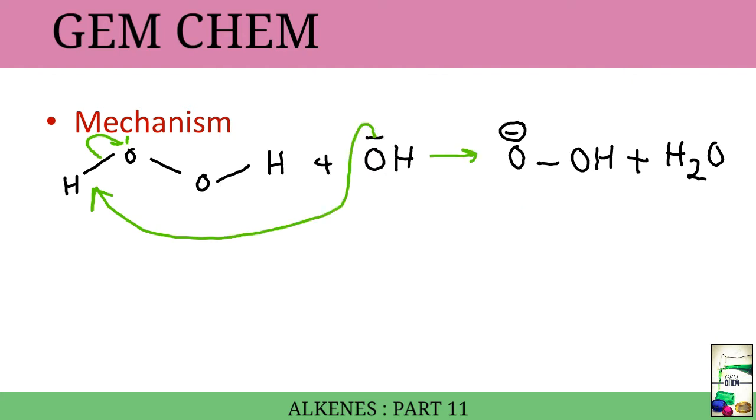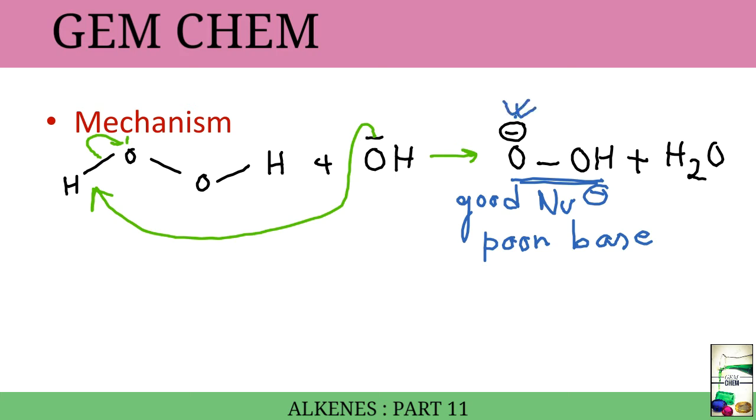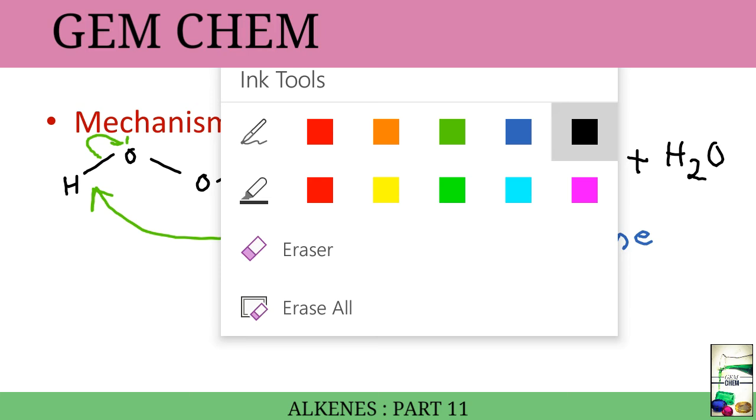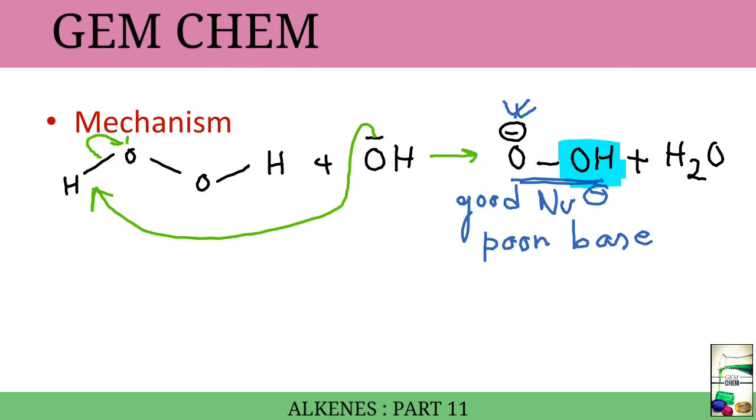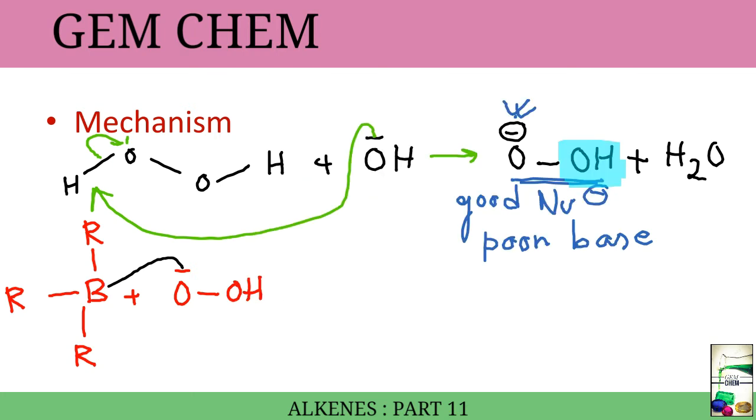Now this is a good nucleophile, but a poor base. Why is it a poor base? Due to the alpha effect, the negative charge on this oxygen makes this part a poor base. Next, we take a trialkyl boron and our nucleophile, and this nucleophile attacks the boron.